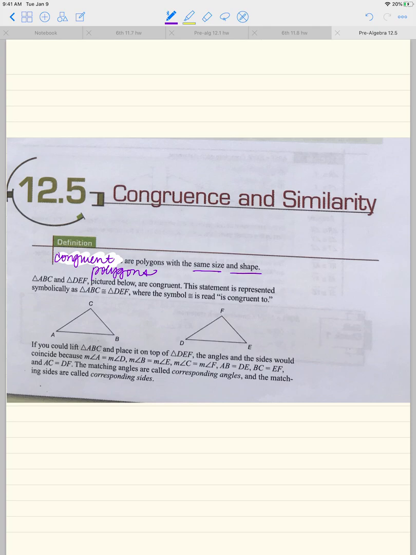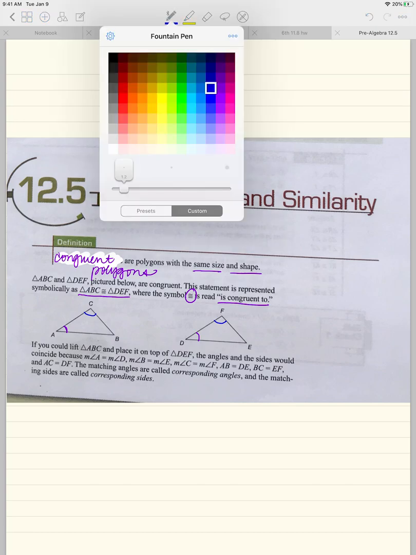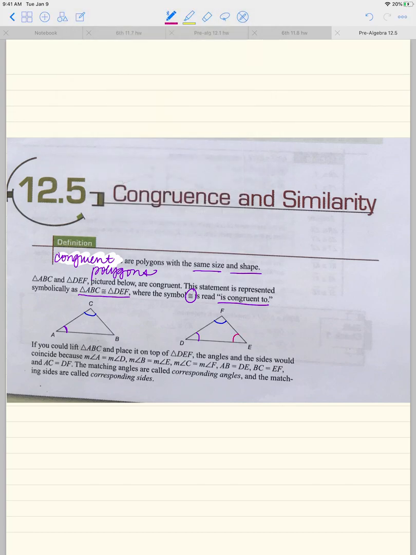Triangles ABC and DEF are congruent. This statement is represented symbolically as triangle ABC is congruent to triangle DEF. So this symbol means is congruent to. If you could lift up triangle ABC and place it right on top of DEF, the angles and the sides would coincide. What that tells us is that the measure of angle A is equal to the measure of angle D. The measures of angles C and F are equal to one another, and the measures of angles E and B are equal to one another, okay?